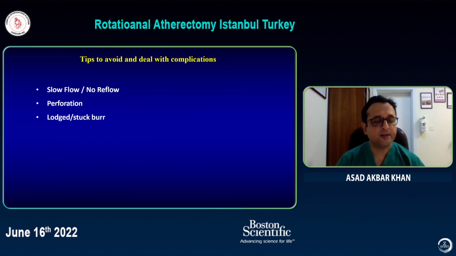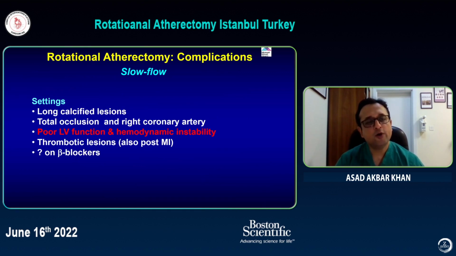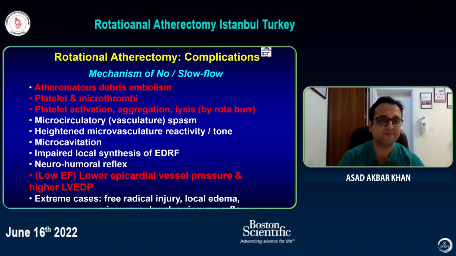How do you deal with the complications? So slow flow. We all know long calcified lesions and total occlusions can cause slow flow. But one thing that a lot of us miss out is that if the patient has poor LV function and a high EDP, that's a very strong predictor of slow flow post-rotablation. The other probable reason, and the actual reason for slow flow, is mostly platelet activation. Obviously, a lower epicardial vessel pressure makes it worse.